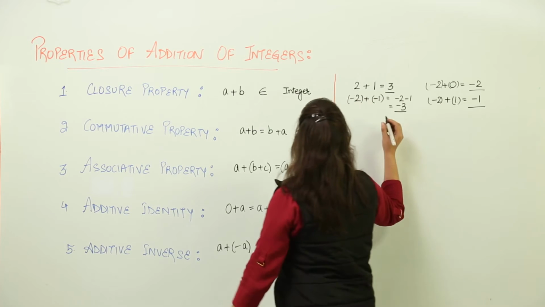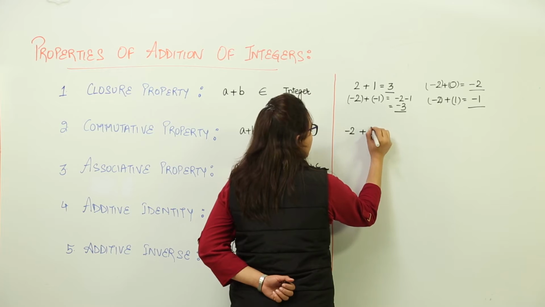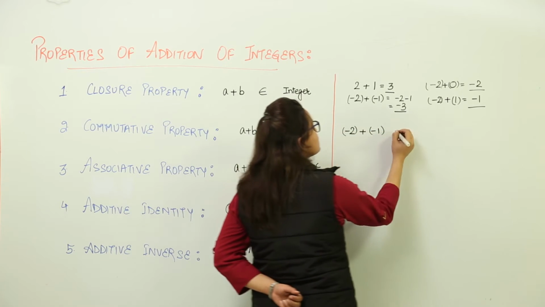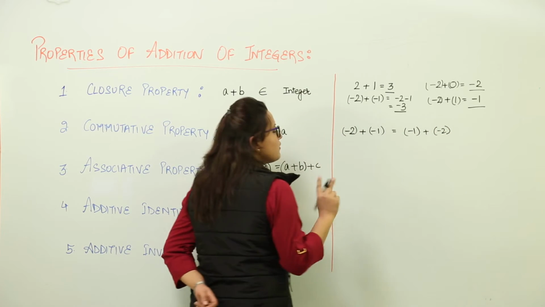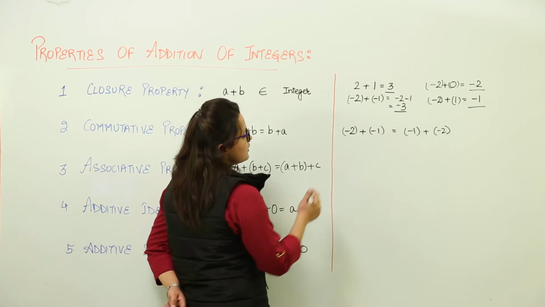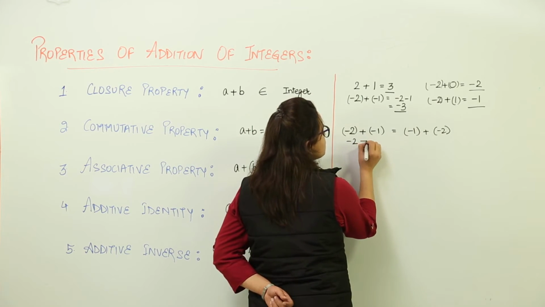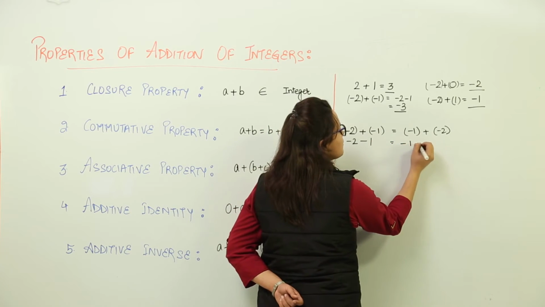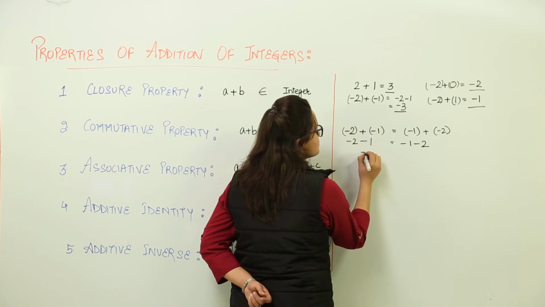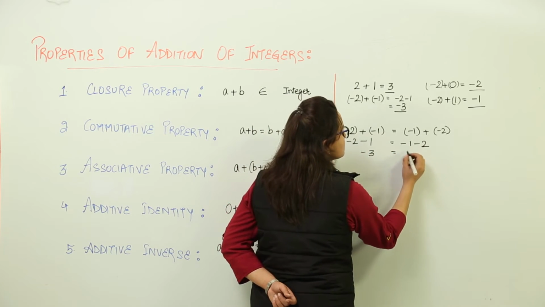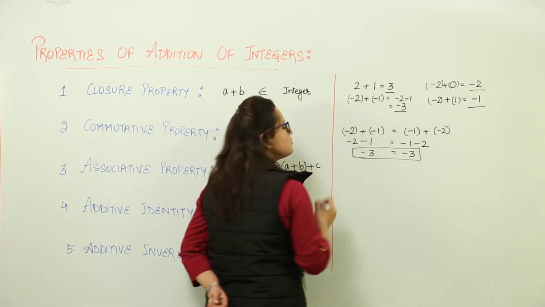Let us discuss that. Let's say I am adding minus 2 plus minus 1, whereas on the other side I want to add minus 1 and minus 2. Now I have reversed the order of addition, right? So let us check the answers now. Over here we would get minus 2 plus minus 1, and here we get minus 1 plus minus 2. So here we get minus 2 minus 1 as minus 3 and minus 1 minus 2 as minus 3. That means this is also coming out to be true, right?